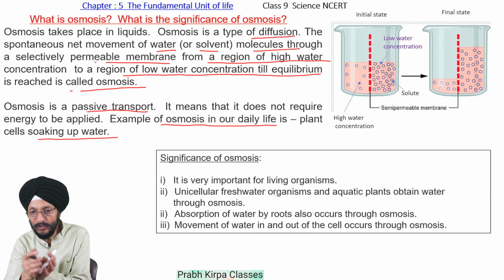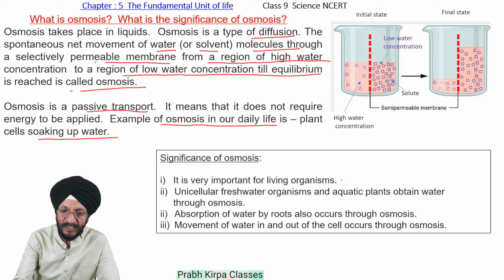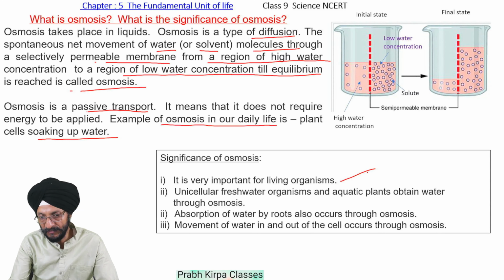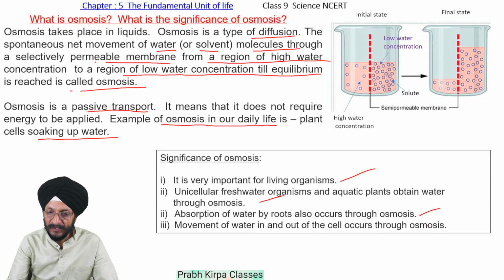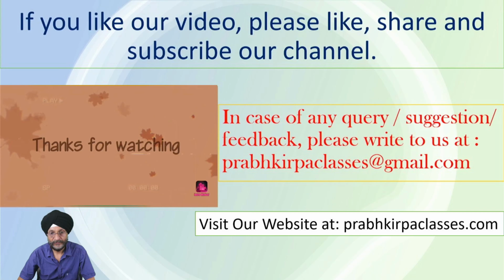What is the significance of osmosis? It is very important for living organisms, unicellular freshwater organisms as well as aquatic plants obtain water through osmosis. Absorption of water by roots also occurs through osmosis. Movement of water in and out of the cell occurs through osmosis.